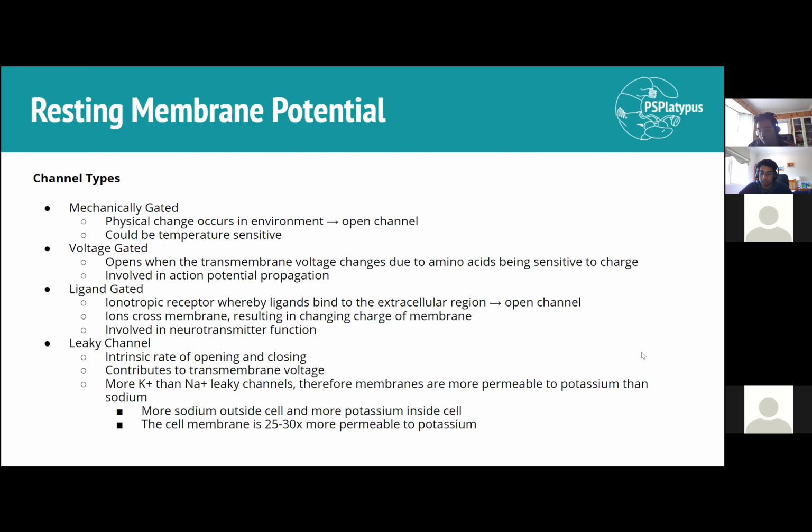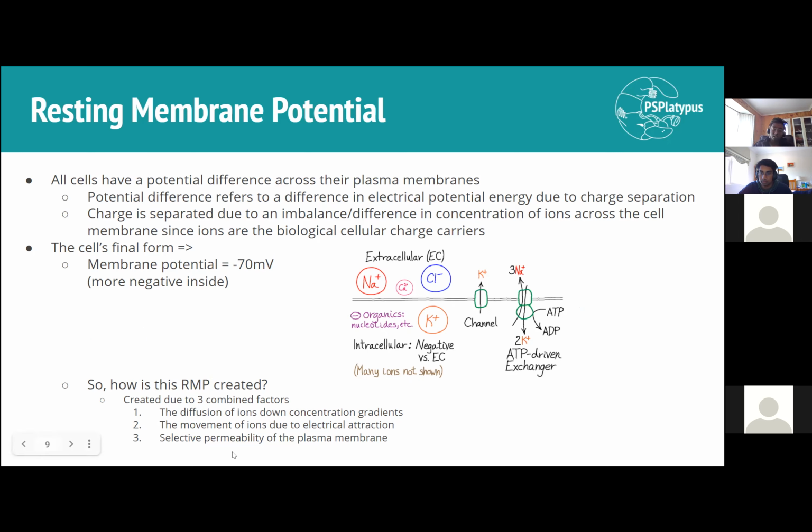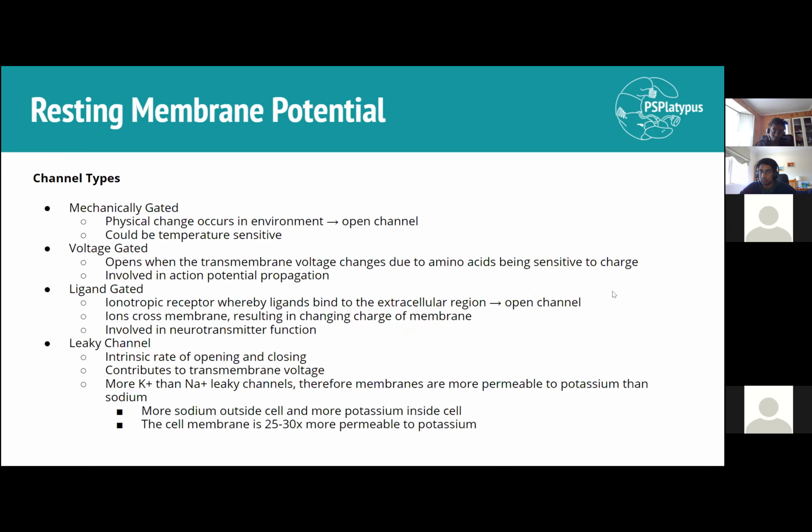So membrane permeability. One of the three key factors was selective permeability of the plasma membrane. How is the membrane going to be more permeable to some ions as opposed to others? That is done through what we call channels. If you have more channels on the membrane that allow more of one ion to transfer rather than the other ions, that suggests that the membrane is going to be more permeable to that ion, right?